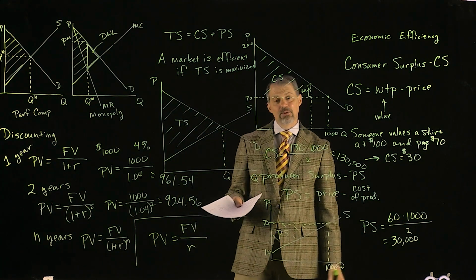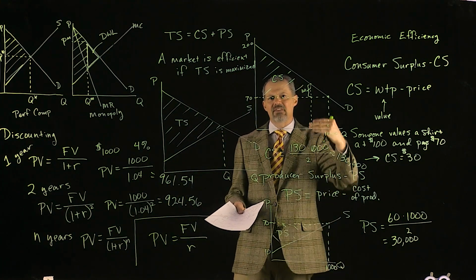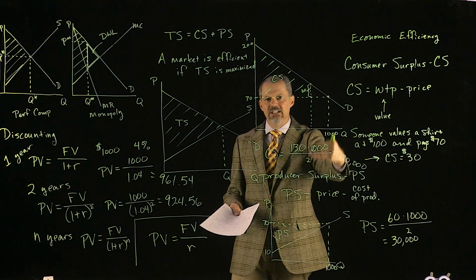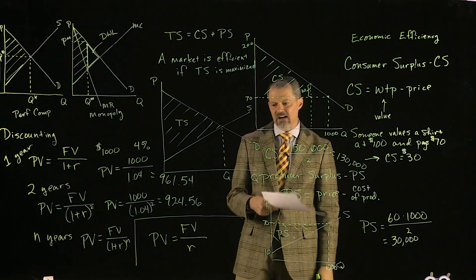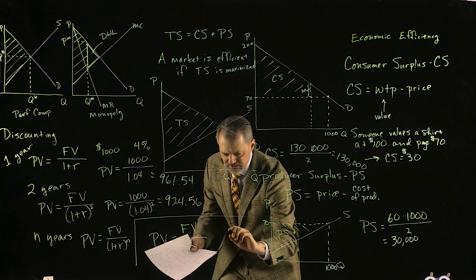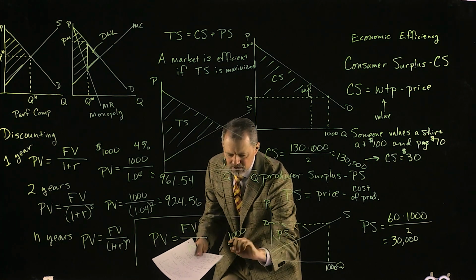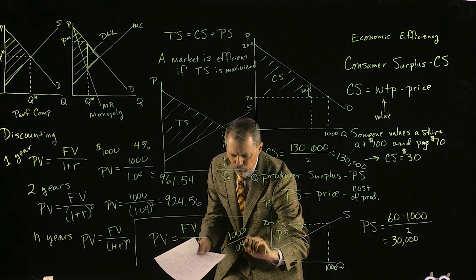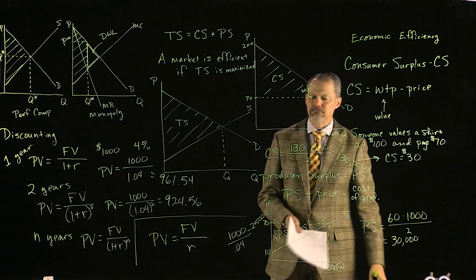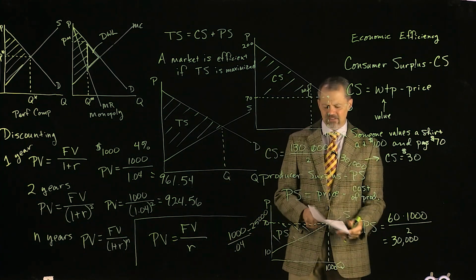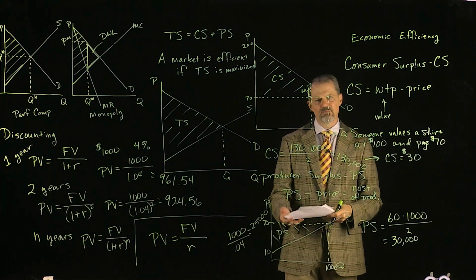So for example, if you're going to get $1,000 every year indefinitely, the present value of that is $25,000. It's 1,000 divided by 0.04. That's equal to $25,000. That's what the present value of that stream of payments is.